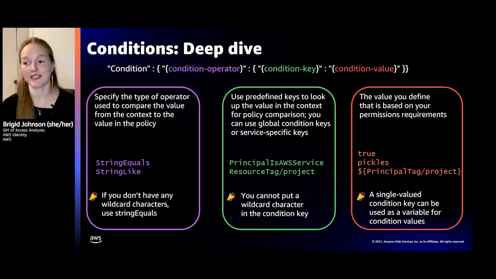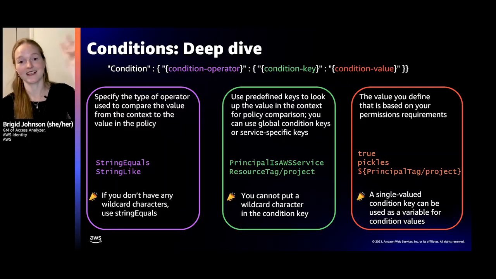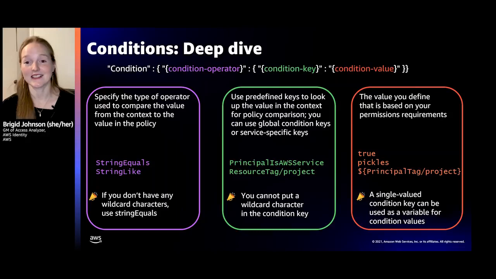And then the third part is your condition value. This is the value you define. This is the value you want to be true. So for example, you would say only allow if principal is an AWS service, or is it true? Or that resource project is pickles. Or you can actually, fun fact, use a single value condition key. We'll talk about multi-value in a second. A single value condition key as a value in the policy itself. And this essentially looks up in the context and does a find replace to compare it. And so you might just want to say, is the resource tag the same as the principal tag?